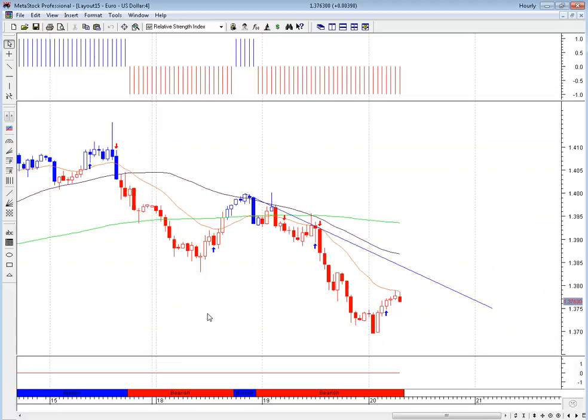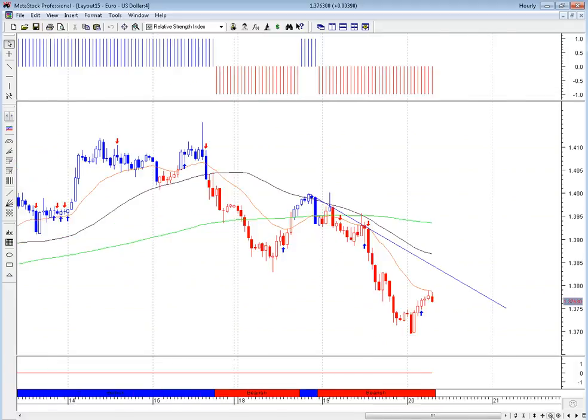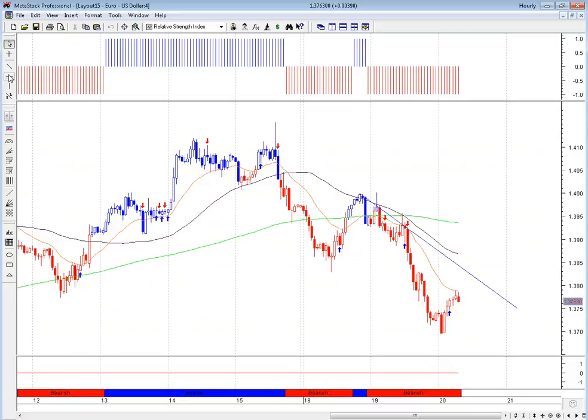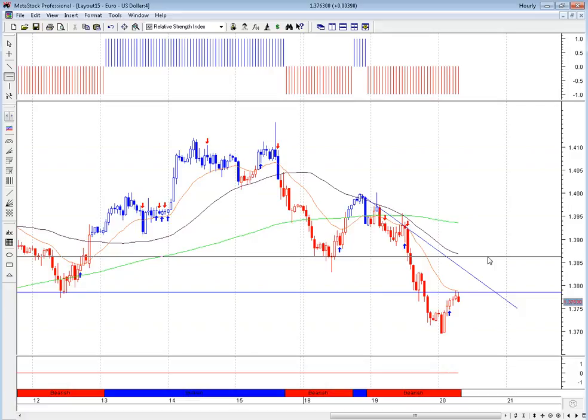The one thing to note on this is that it's now testing a previous support level. In the past we saw a bit of a bounce here, so if it's to remain bullish, we'd like to see it obviously break this area here and push to highs to the upside. And then we have another area of resistance around this area, just above the 138.85 area to the upside.